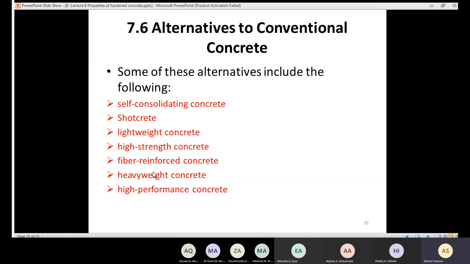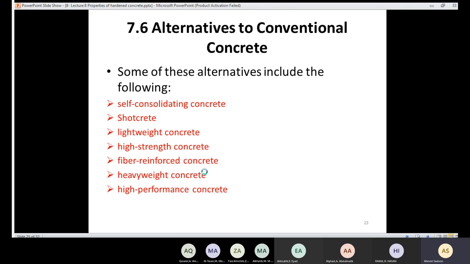And also we have the heavyweight concrete. The weight of concrete is going to be heavy, so that it could be used for facilities like nuclear facilities. And also we have the high performance concrete. This one has more than one good property. For example, it has good workability, good high strengths, and good fracture strengths. So in this lecture, we are going to talk about each and every one of them.